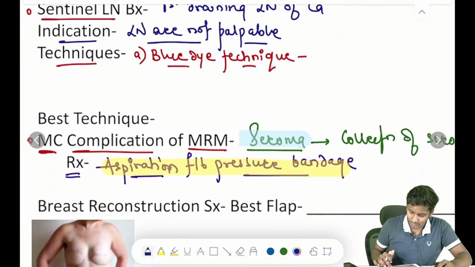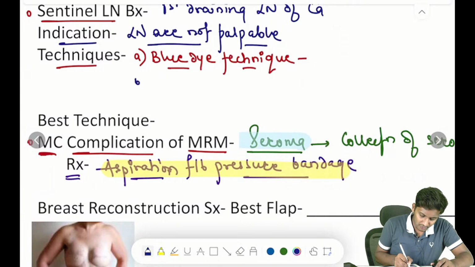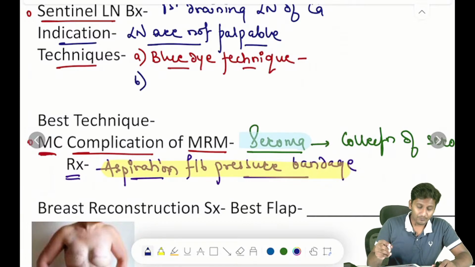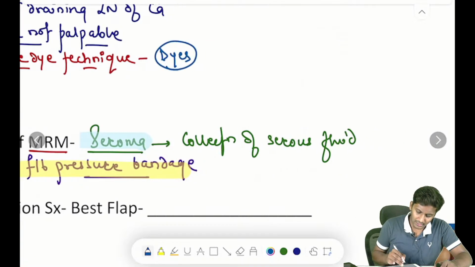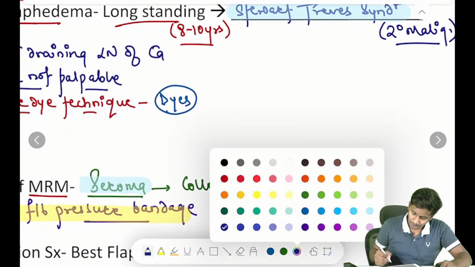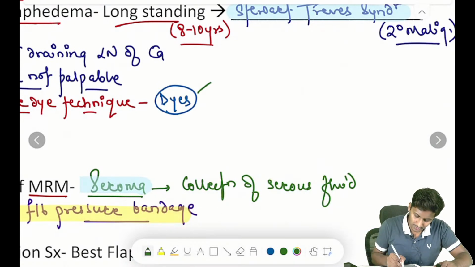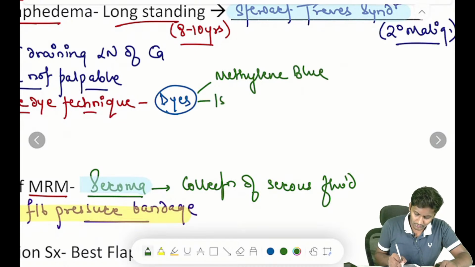You just have to remember, they are not going to ask you the procedure. You just have to remember what methods we use for a sentinel lymph node biopsy. The first one, as I've told you, is the blue dye technique. The dyes which are used in the blue dye technique, you have to remember: one is definitely the methylene blue dye, and the second is definitely the isosulfan blue dye.